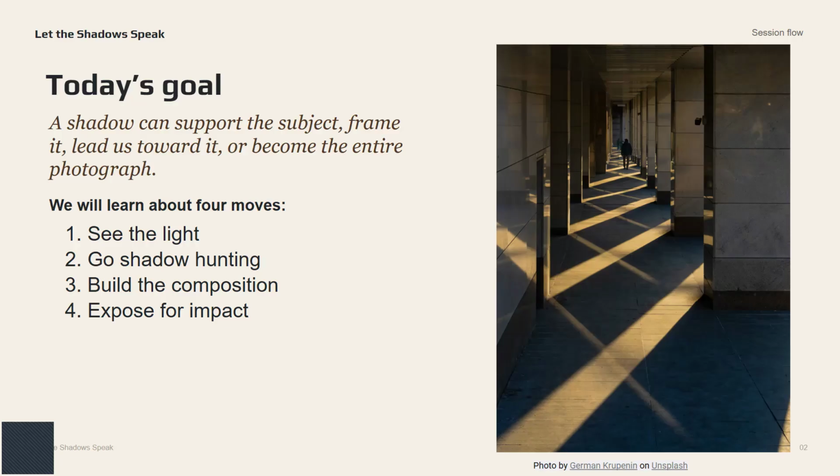First, see the light. Notice its direction, strength, and angle. Second, go shadow hunting. Look for repeating patterns, silhouettes, leading lines, and unusual shapes. Third, build the composition. Decide whether the shadow supports another subject or becomes the whole photograph. Fourth, expose for impact. Adjust the brightness so the shadow has the mood and strength you want. If we have time, we can play around with the lights and shadows here later.